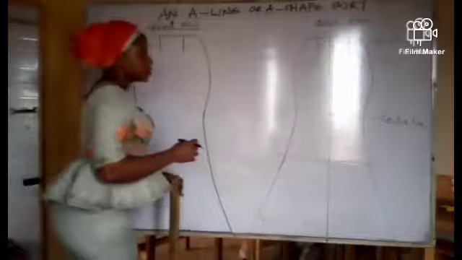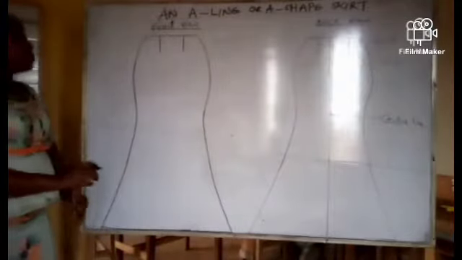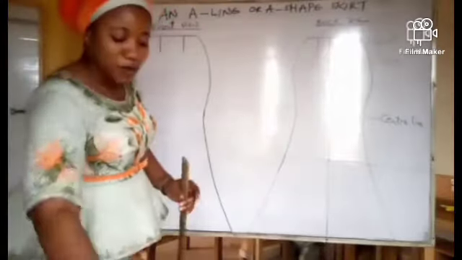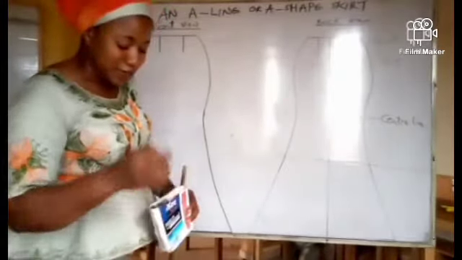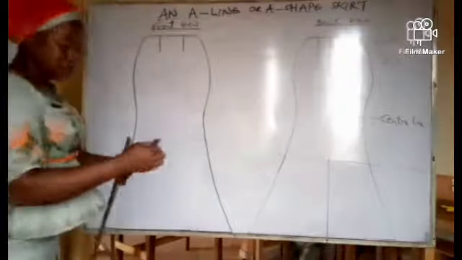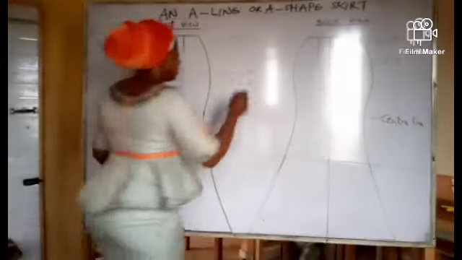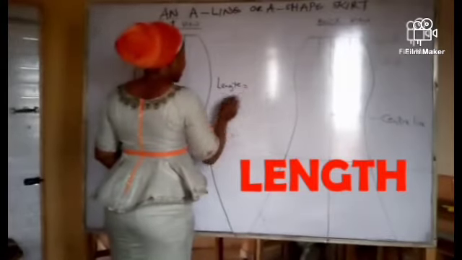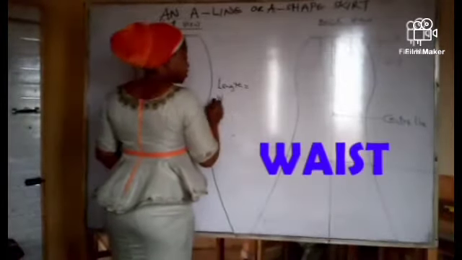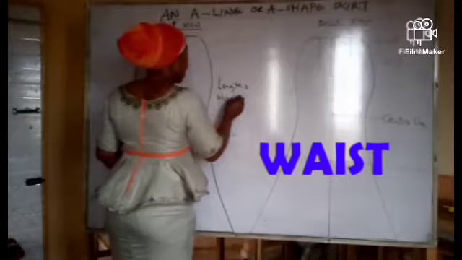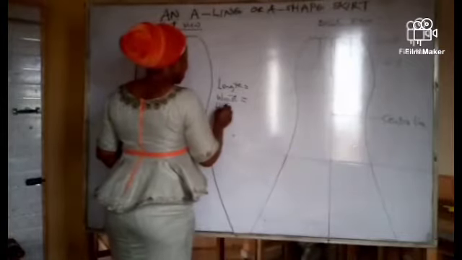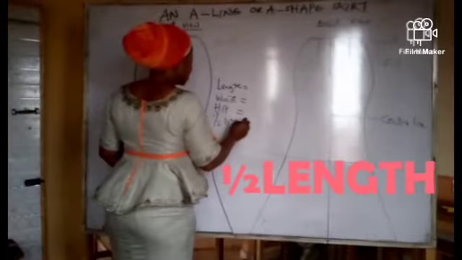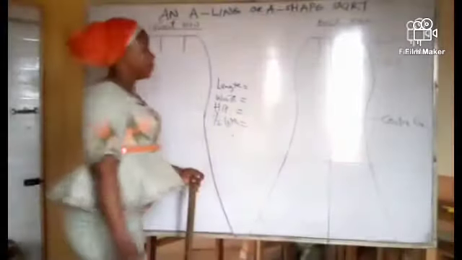Now the measurement. If you want to take your customer's measurements for this type of skirt, we are going to take 4 tangible measurements. The first one is the length of the customer. The second measurement is the waist measurement. Then the third one is the hip measurement. Then the half length is the fourth one.